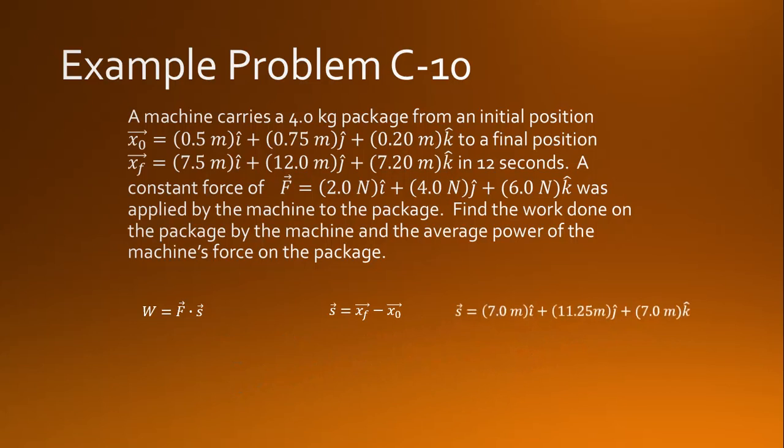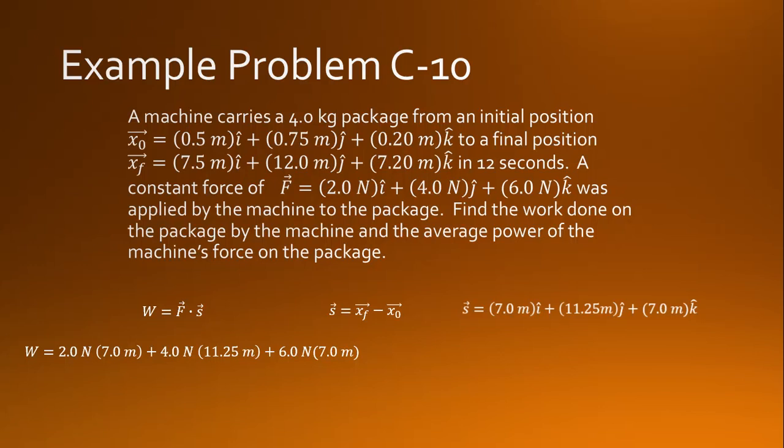So there's the displacement. The next step is I want to do a dot product. Remember what the dot product is: multiply the x components, multiply the y components, multiply the z components, and add those three products together. So 2 times 7 plus 4 times 11.25 plus 6 times 7, and we end up with 101 joules as the work done on the package by the machine. To find the average power, I take the work done and divide it by time: 101 joules divided by 12 seconds, or 8.4 watts, is the average power.